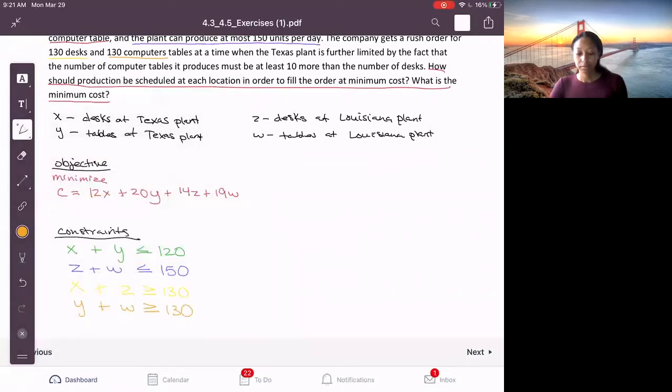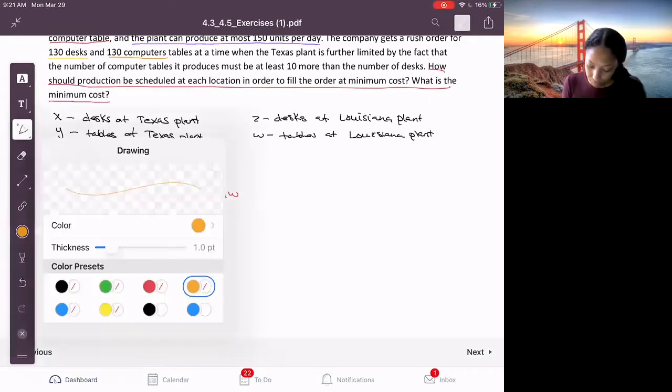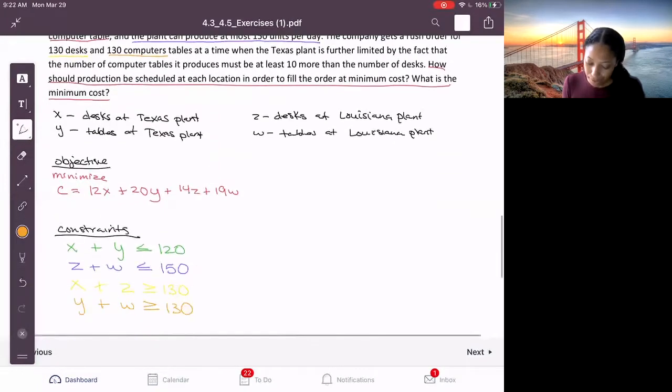All right. And last thing, did I use blue? Oh, I haven't used blue.